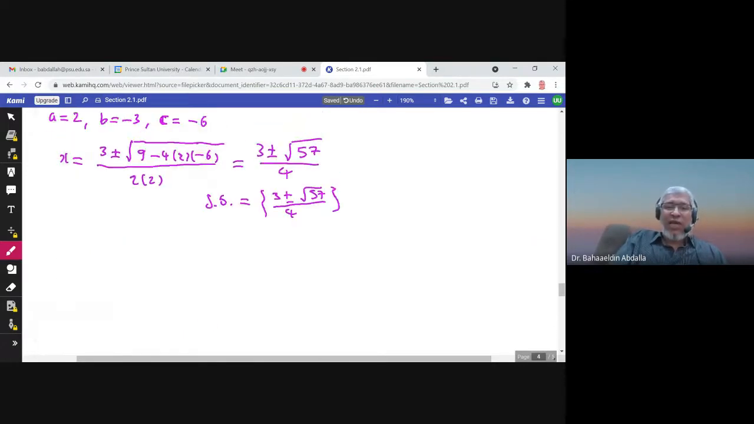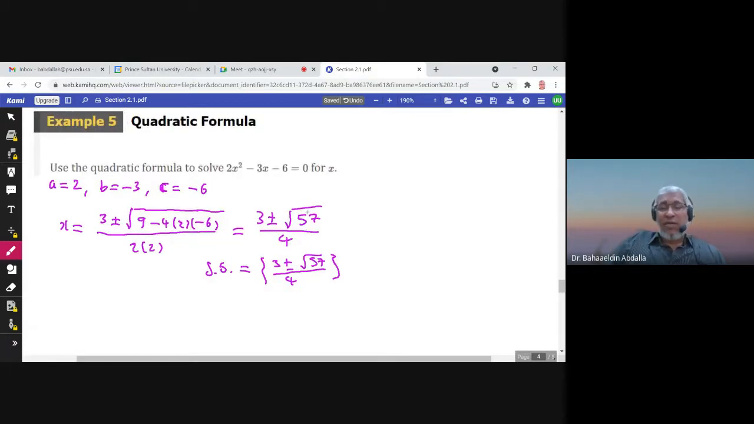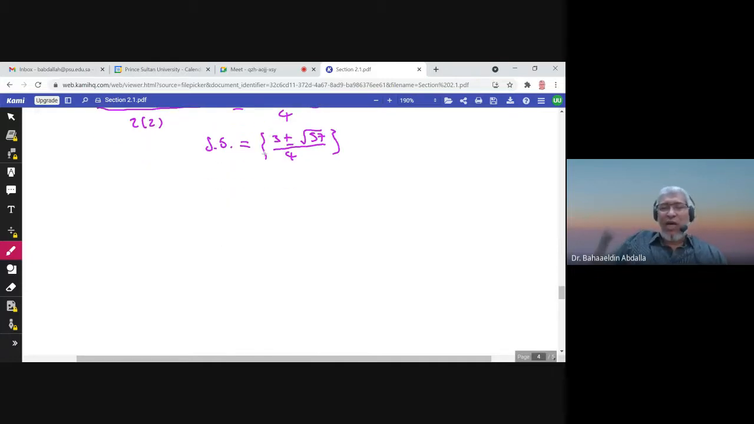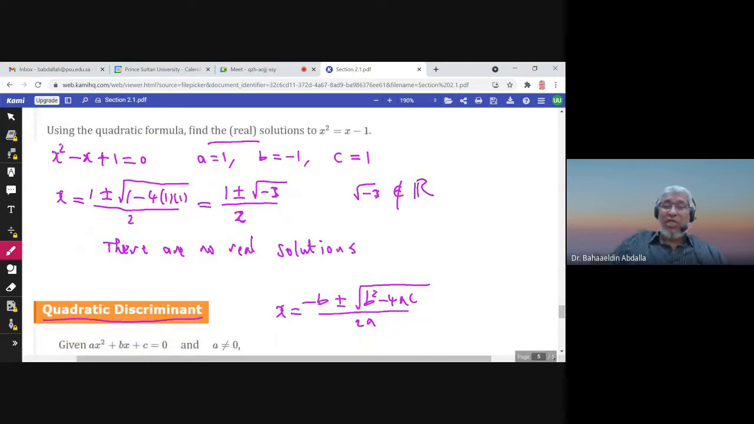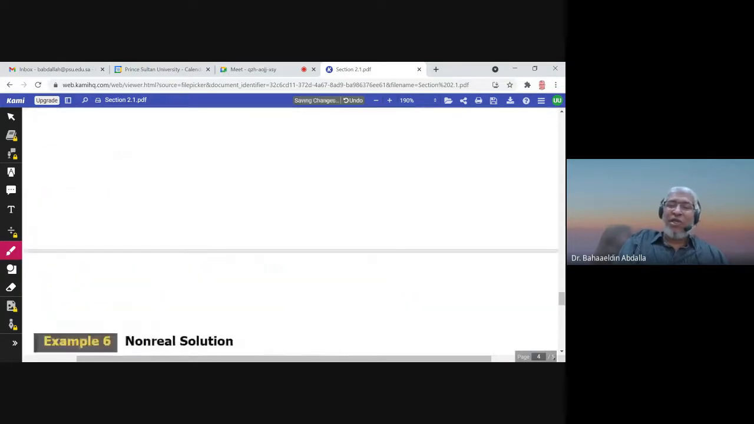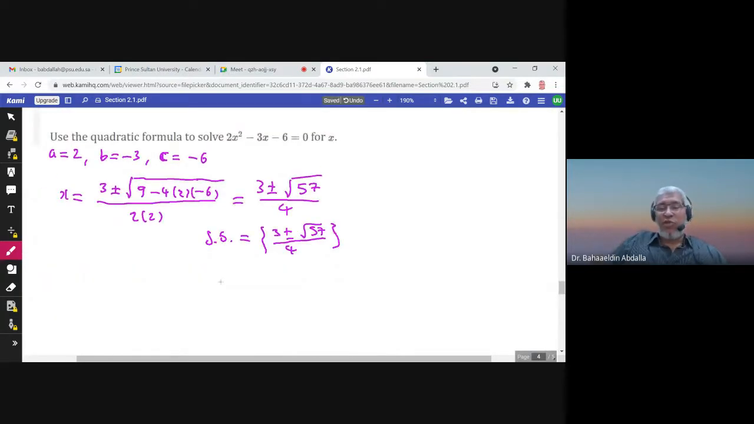As we have seen here, when the discriminant was 57, a positive number, we have two real solutions. While here, when the discriminant is negative, there is no real solution. So if the discriminant is negative, the equation has no real solutions. If the discriminant is greater than 0, then it has two distinct real solutions. Distinct means different.